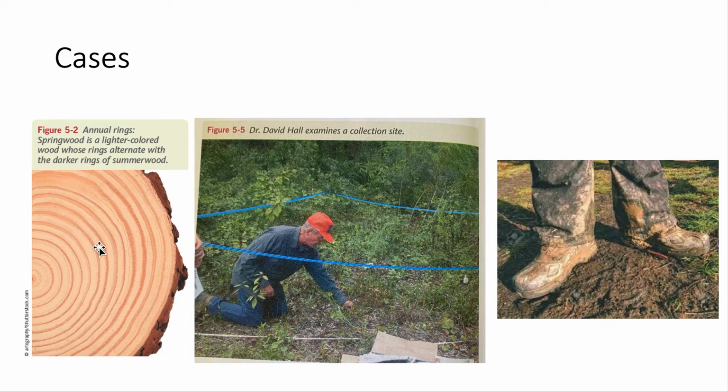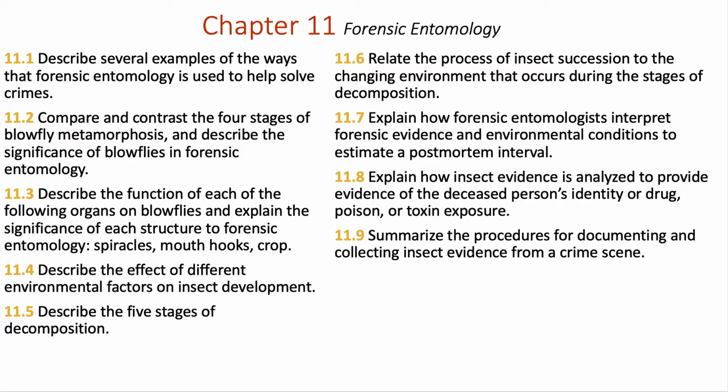We will continue on to Chapter 11 as we finish up this section, and then we'll cover Chapter 12 and Chapter 14 in the next section. This will be broken up into two. Chapter 11 describes several examples of the ways forensic entomology is used to help solve crimes. Compare and contrast the 4 stages of blowfly metamorphosis and describe the significance of blowflies in forensic entomology. This is important. Okay, this is kind of like the baseline.